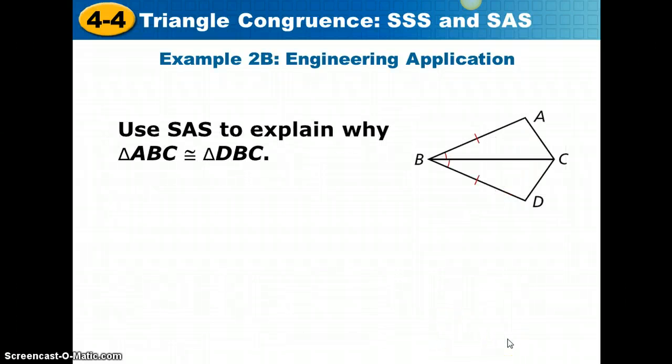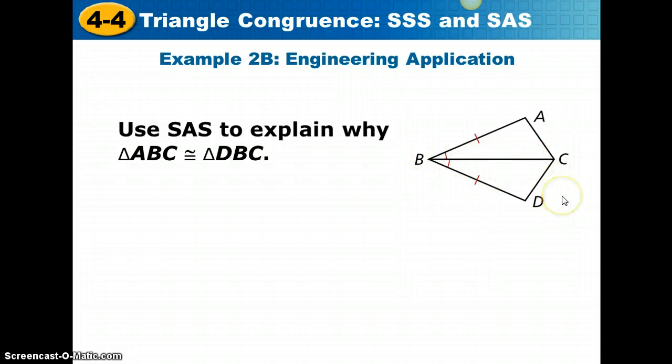So let's try part B here. We're going to do something very similar on part B. It's a little bit different diagram though. Let's look at the given information. AB is given to us as congruent to DB. These two sides are congruent. They have marked the angles congruent. And then the other side that includes both of the angles on top and bottom is the side BC. See if you can tell me why BC must be congruent to BC.